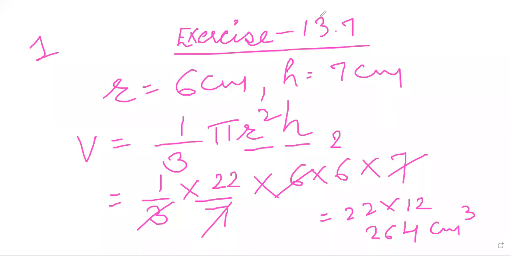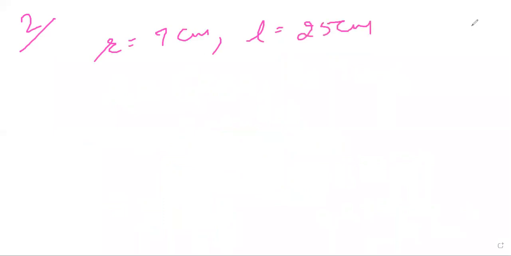Like this we can do the second part also. Here the second question is, find the capacity in liters of a conical vessel with the radius and slant height given. In the second question you are given the radius and slant height, but to find out the volume we need the height.